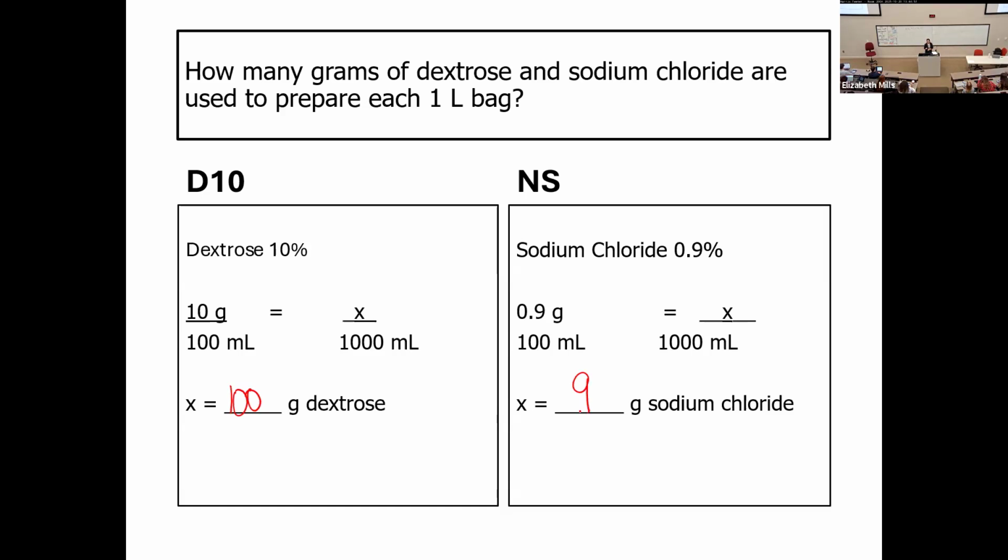So what does that mean? On the left, in our bag that has dextrose 10%, in the entire liter of fluid we have 100 grams of dextrose. Next week, when we talk about nutrition, we're going to take it a step further and talk about how many calories that has. We'll be expanding on some of this next week. On the right, we have 9 grams of sodium chloride in a liter bag of normal saline.